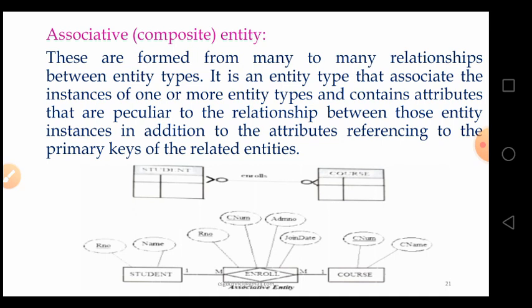Keys. Keys are one way to categorize attributes. A primary key is an attribute or combination of attributes that uniquely identifies one and only one instance of an entity. The primary key becomes a foreign key in any entity type to which it's related through a one-to-one or one-to-many relationship.